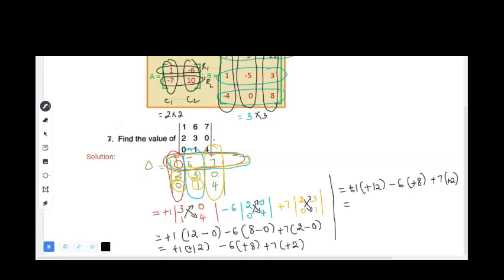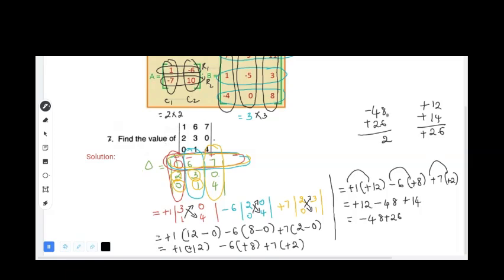So here plus into plus is plus, 12 into 1 is 12. Minus into plus is minus, 6 into 8 is 48. Plus into plus is plus, 7 into 2 is 14. So here same sign we need to add. So it is 12 plus 14, which is 26. So here minus 48 plus 26.